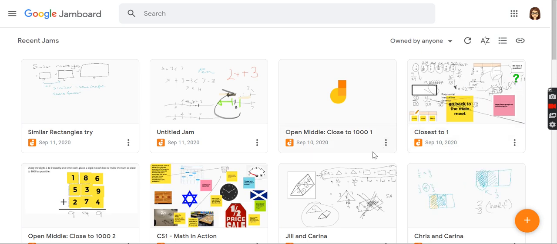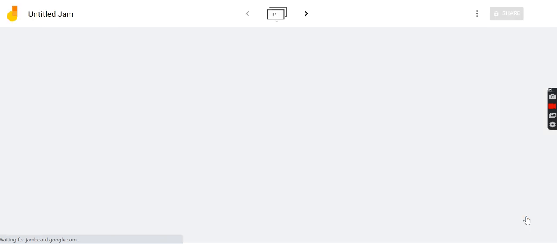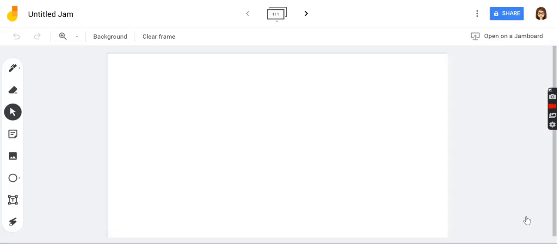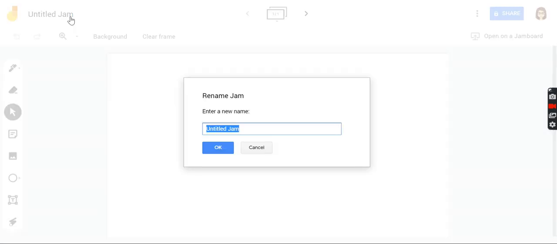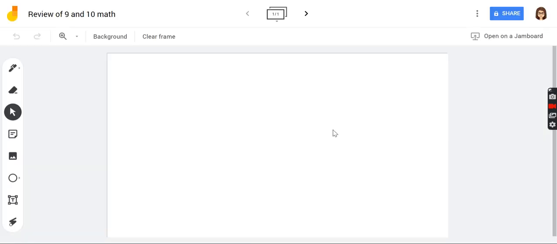Now, I've got lots of Jamboards that I've done with lots of different people. I'm going to open a new one and create a new one, and I'm going to give it a name. I'm going to give this the name Review of 9 and 10 Math. Jamboard is an electronic whiteboard, and you can share it with other people. So you can open one and share it with someone else, and whoever it's shared with, they can all write on it at the same time.